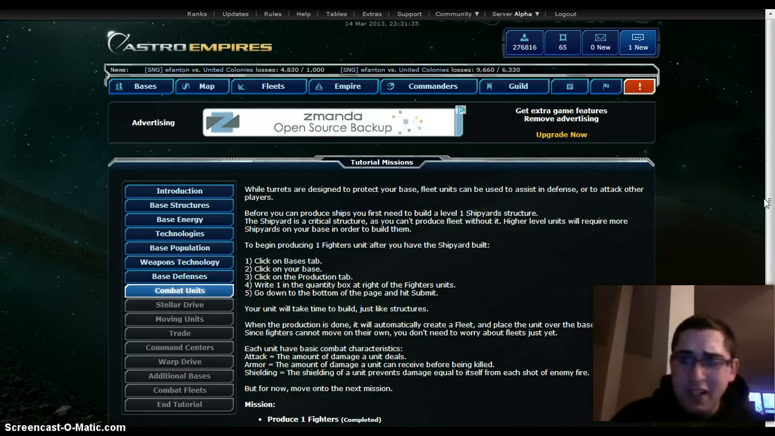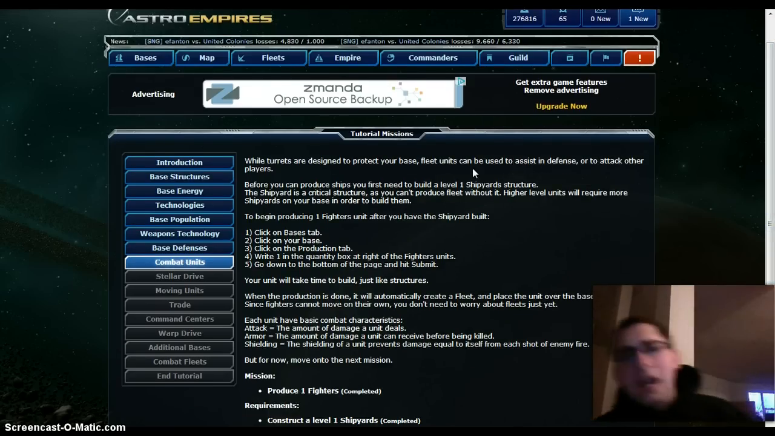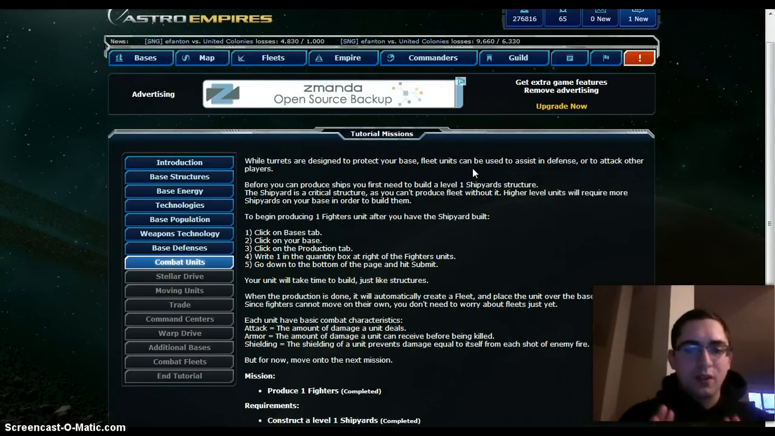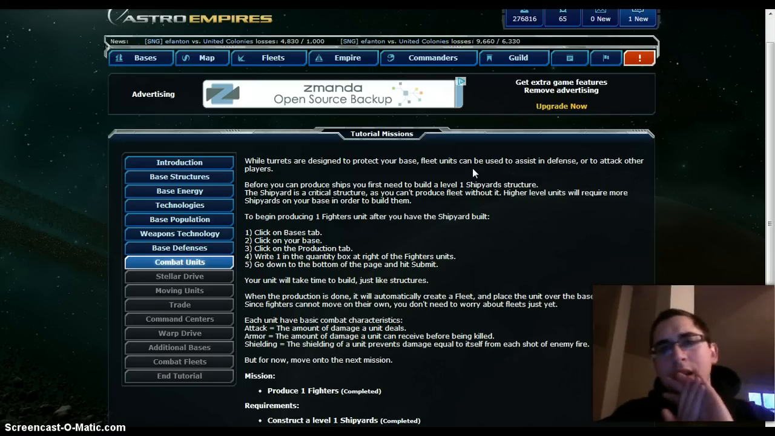Okay, so to dig into how the attack and defense system works in this game. You have attack, you have armor, and you have shielding. Those are the three combat stats. Attack is how much damage you deal, armor is how much damage you can take, and shielding is damage that you take and adds to your effective armor.